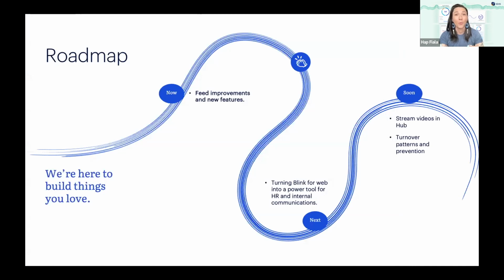And for this quarter, we're really focusing on making your Blink web experience even more powerful. So we're doing that by making sure all of the tools and features that you love are optimized for web. And as Gavin mentioned, really ramping up Frontline Intelligence. Looking down the road, once Hub has had a makeover and Frontline Intelligence is stacked with even more insights, we'll be looking at bringing in streaming and, excitingly, using those insights to help you identify turnover patterns along with actionable prevention tools.